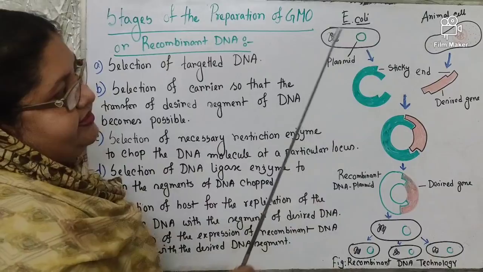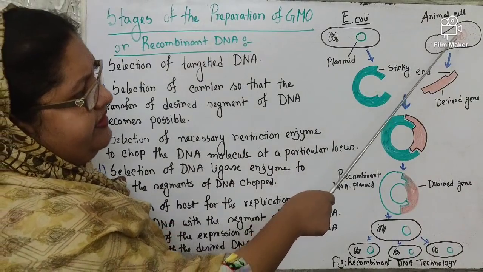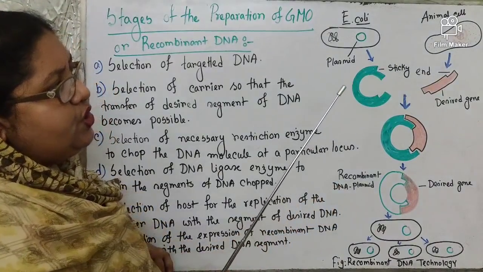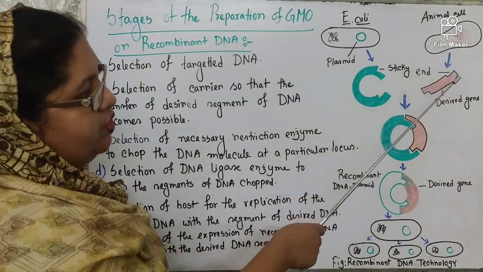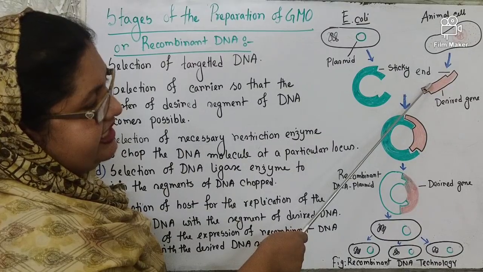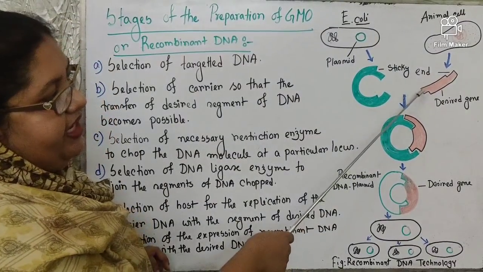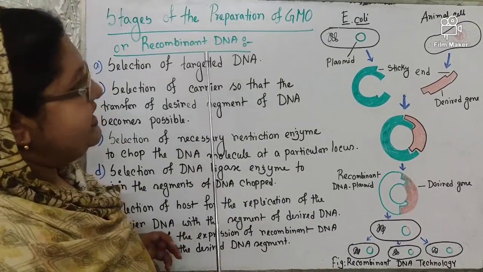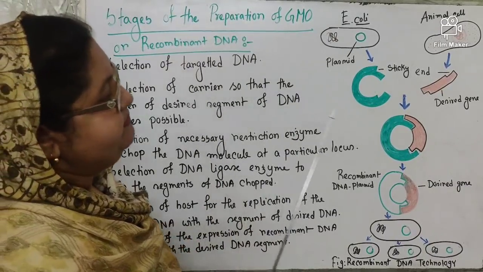Now, this is the animal cell. We think that this is the animal cell and this is the nucleus. Inside the nucleus there is the chromosome, and from the chromosome we consider this is the desired gene that we should multiply through the recombinant DNA technique or genetic engineering.